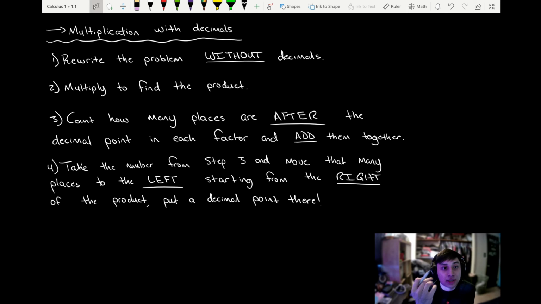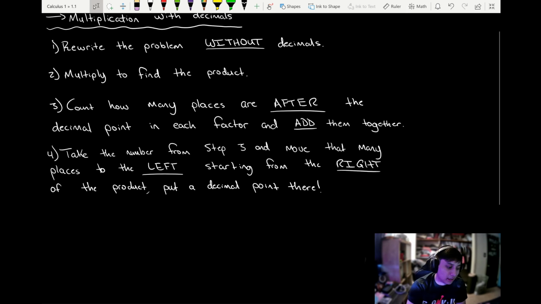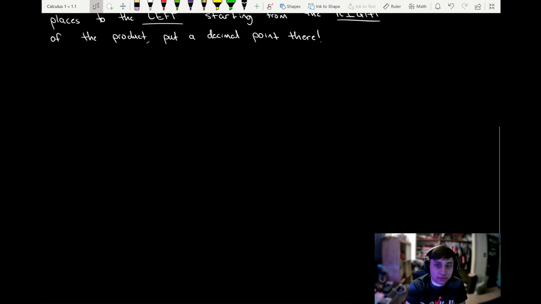So the first step is to rewrite the problem without the decimals, okay? The second step is to multiply to find the product. Now, steps 3 and 4 might scare you a little bit, but that's okay. We're just gonna do some examples and you'll be pros by the end of the video. Step 3 is count how many places are after the decimal point in each factor and then add them together, okay? Step 4 is take the number from step 3 and move that many places to the left, starting from the right of the product, and just put a decimal point wherever you land, okay? So 3 and 4 might confuse you now, but I think even after example 1, you'll be totally fine with it.